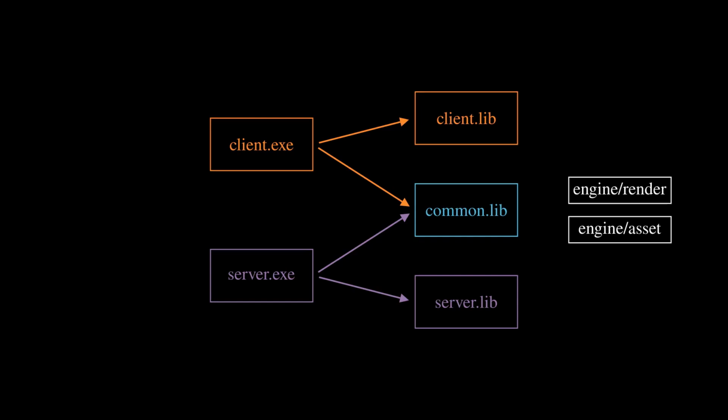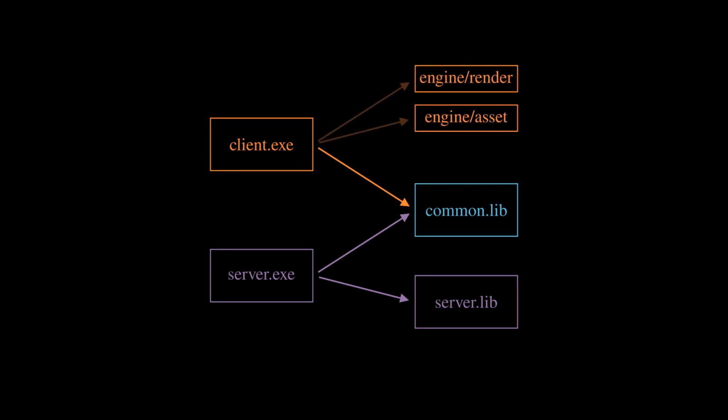Because our render and asset packages depend on external libraries such as OpenGL, this will make them less portable to containerization frameworks such as Docker. We will keep these as client-only packages and ensure that our server never imports them.